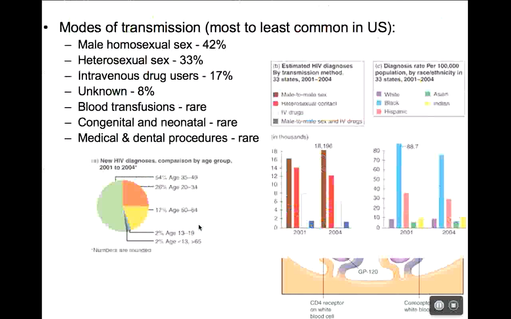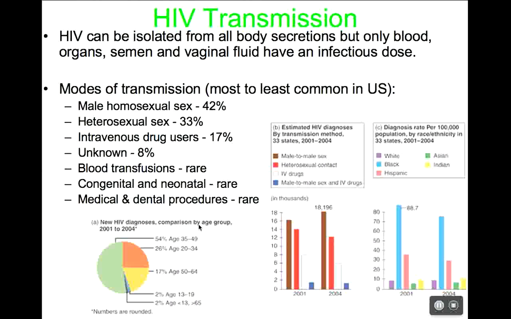Now, transmission. How is HIV acquired? It turns out that HIV can be isolated from just about all body secretions. If we look at any body secretion, we can find even trace levels of HIV. Like even things like sweat and tears, we can find trace amounts of HIV. However, only blood, organs, semen, and vaginal fluid have an infectious dose.